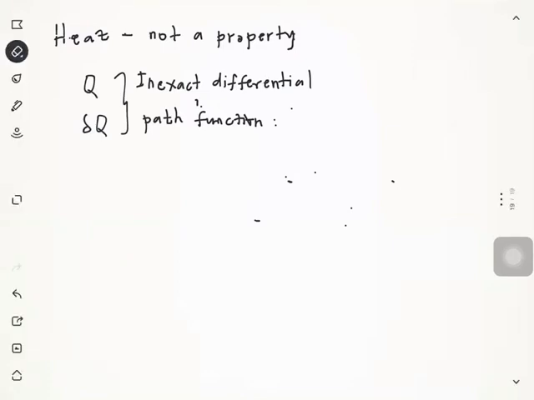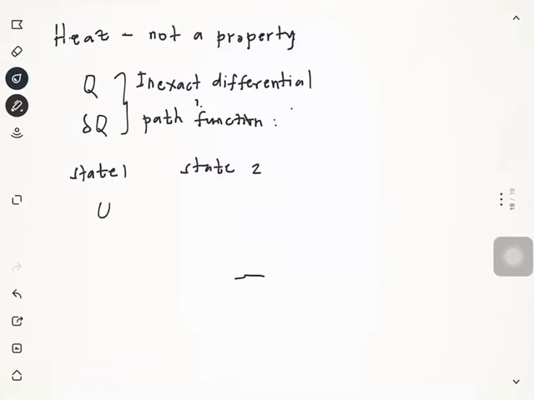Meaning to say, like work, given state 1 and state 2 here, you cannot say that you have Q, or heat, at point 1. And also you cannot say that you can determine heat at point or state 2, because a path involves two or more states. This is how we understand a path.